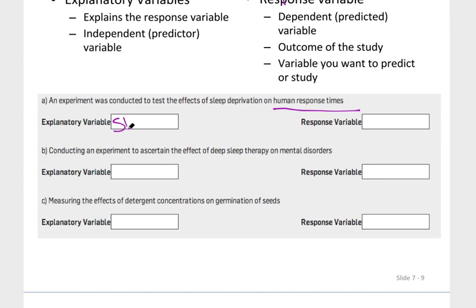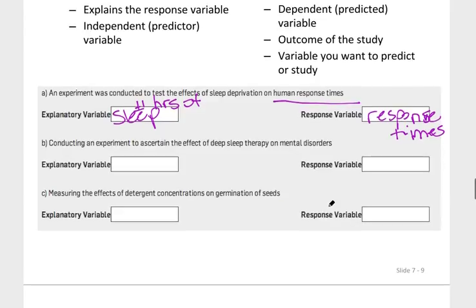Okay, so my explanatory variable is the sleep deprivation, or the number of hours of sleep. And then my response variable, what I'm looking for, is response times. So go ahead and write these examples down and then you will answer them and we'll come back.